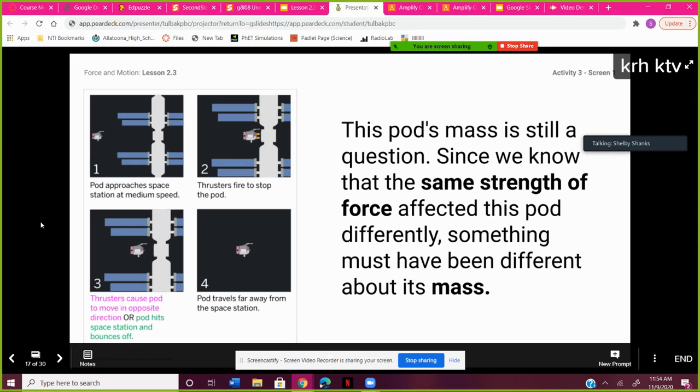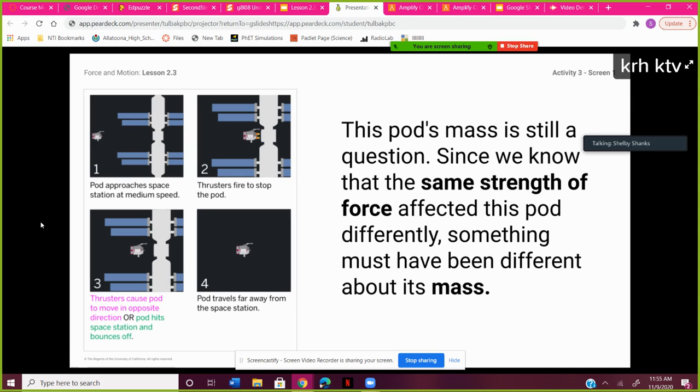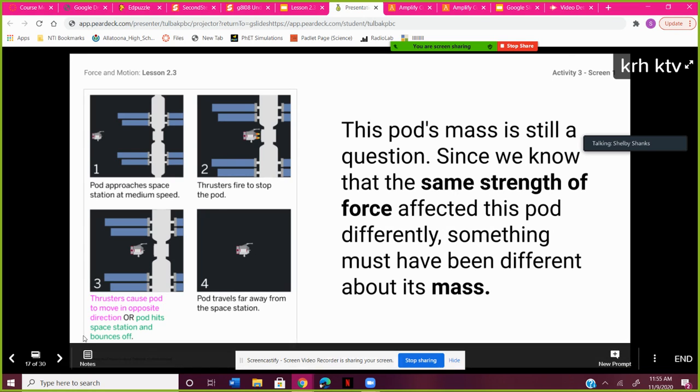All right, so this pod's mass is still a question. We don't know how many of those asteroid samples are on this pod. We don't know if it's less massive, more massive, what's going on. And since we know that the same strength force affected this pod differently, something has to be different about the mass, right? It has to be different if this pod did not dock at the space station.